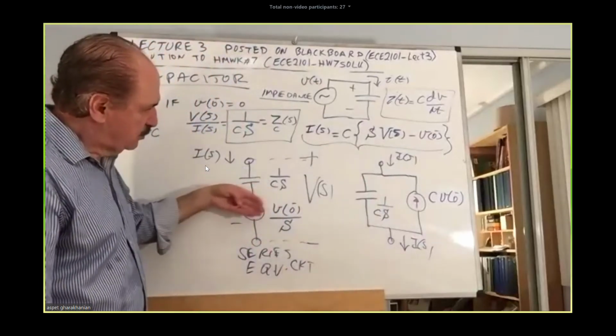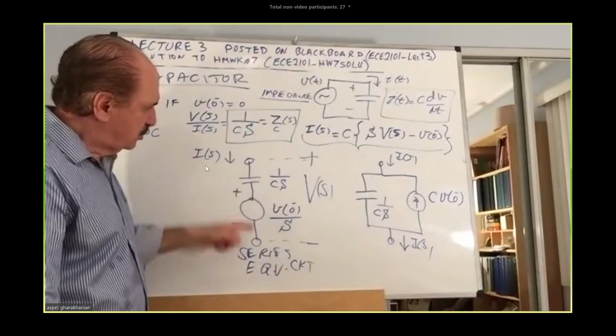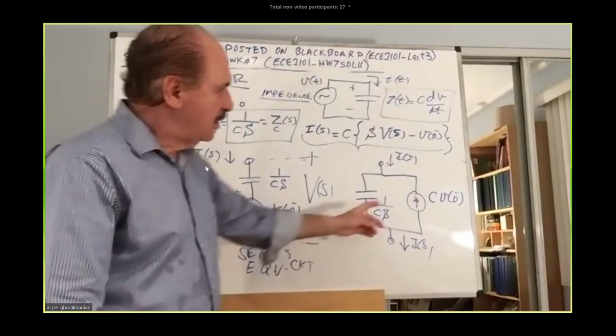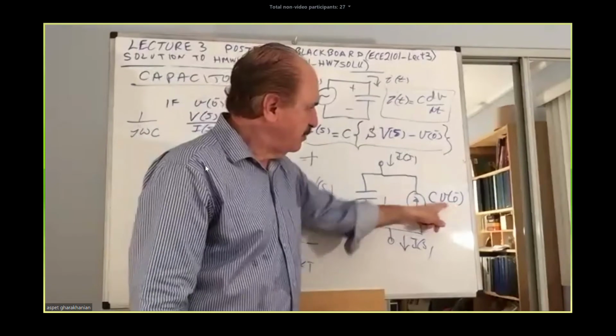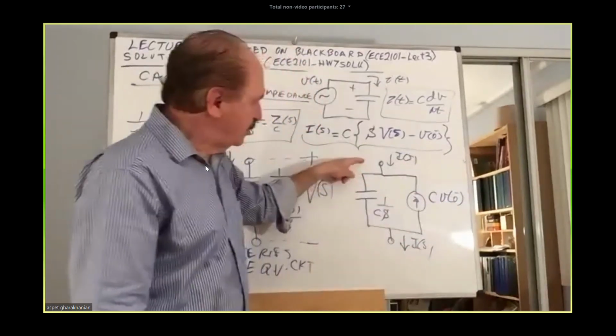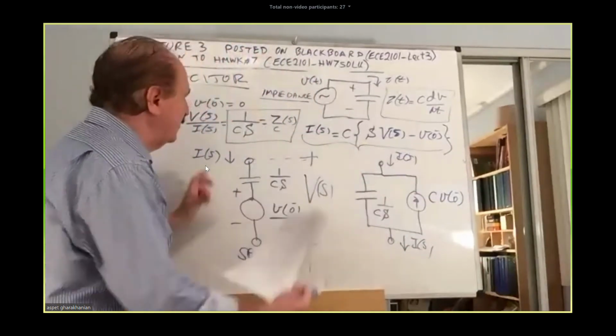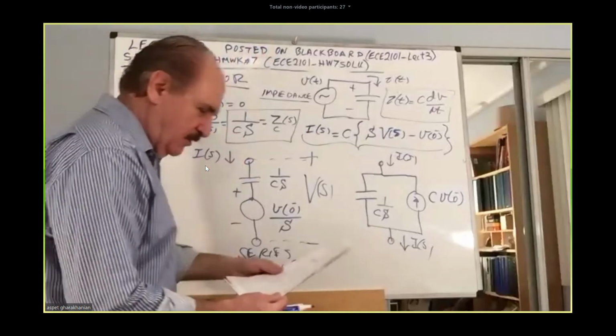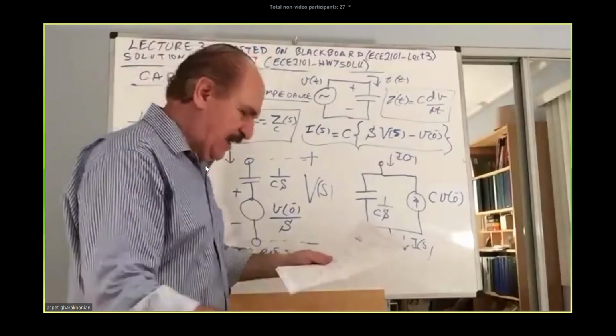Again, if the initial condition was 0, notice what will happen. This source will disappear. You have just a capacitor, that's the impedance. This current source would disappear, so that will be an open, it will be just the impedance. So it will be the simplified case, which is the common situation for analysis.